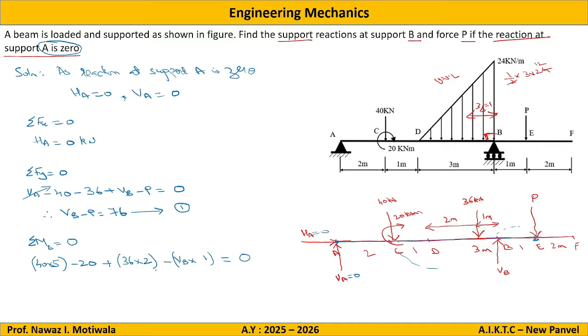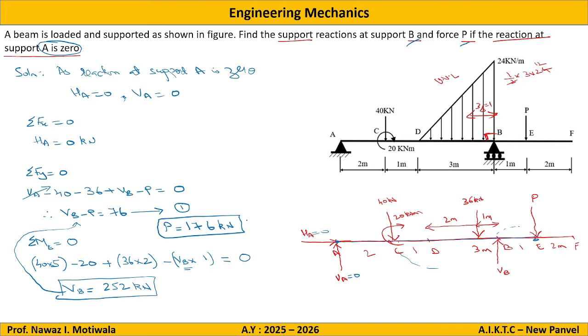Now if you observe, the only unknown in this equation is VB. On solving it, I will get the answer for VB as 252 kilonewtons. Once we have VB, put this value of VB here, and I will get the answer for P as 176 kilonewtons. So these are our final answers. In the question, it was asked to find the reaction at support B and force P. So this is the reaction at support B, that is VB, and this is the value of P.